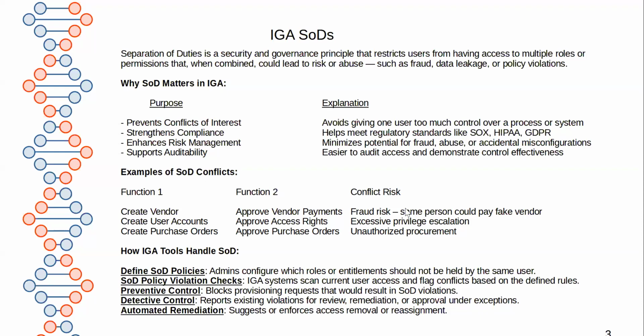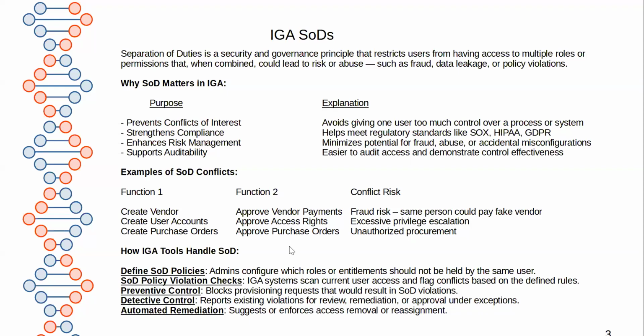So these are three examples I have taken. There could be many, depending on the type of organization or industry you are in. But these are examples of segregation of duties. The person who is creating a vendor should not be able to approve the vendor payments. Someone who is creating the user account, like HR, should not be able to give access rights. If you are creating the purchase order, you should not be approving the purchase order altogether.